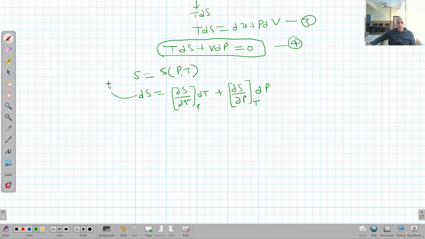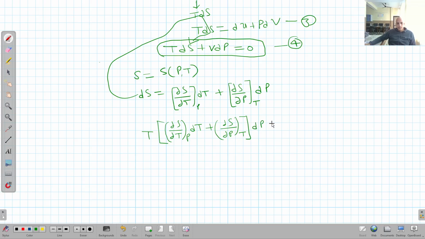Right? So putting this dS here, what you will get is T times the bracket (∂S/∂T) at constant P dT plus (∂S/∂P) at constant T dP, plus B dP is equal to 0. What I did, I put the value of dS in equation number 4.